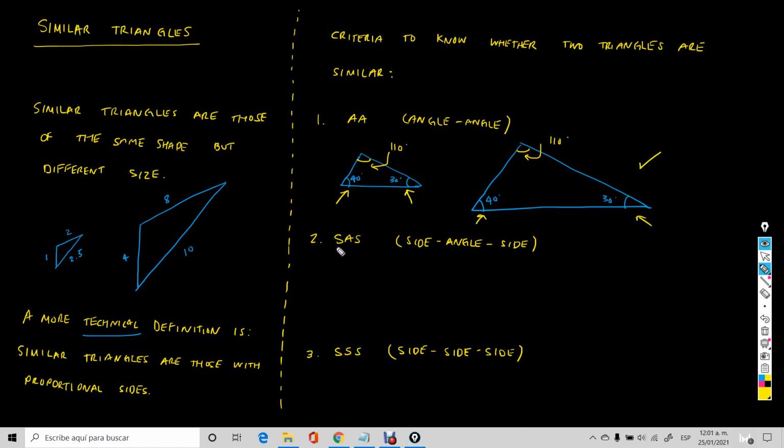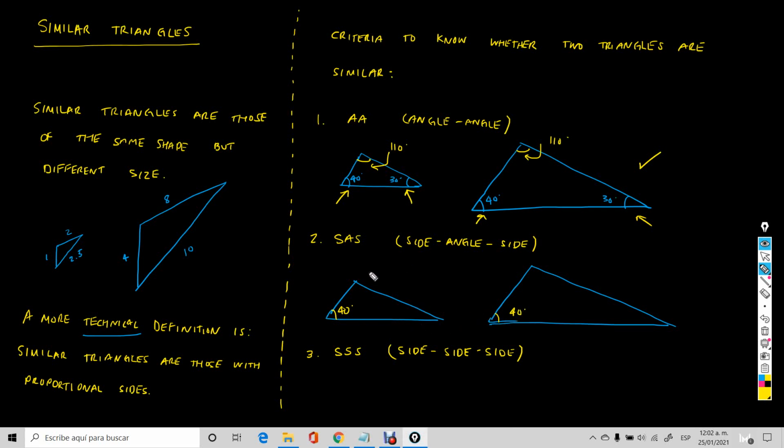The second criteria, side angle side. How does that work? It works in this way. I'm gonna draw again two triangles, more or less with the same shape. I'm trying to draw them as though they were similar. Sometimes it doesn't work very well. There you go. Now what happens if you know the following about these two triangles? You know that they have one angle equal to one another. For example, this angle is equal to this one, and let's suppose it's again 40 degrees. So you know that they have an equal angle.